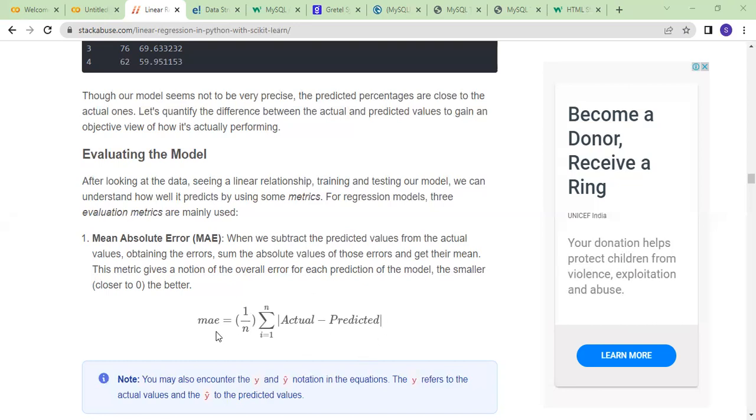So MAE, the mean absolute error, is equal to 1 by n, where n is the number of predicted values, times the summation of i equal to 1 to n of the modulus of actual value minus predicted value. So we take only the absolute value over here.